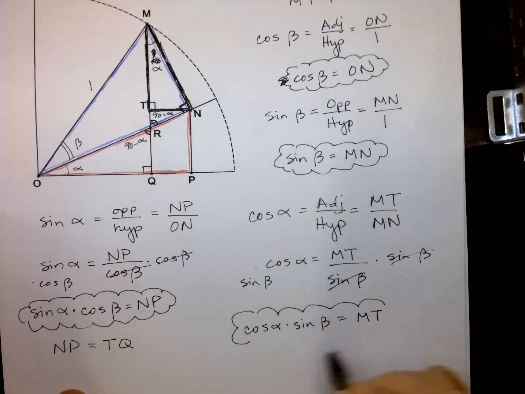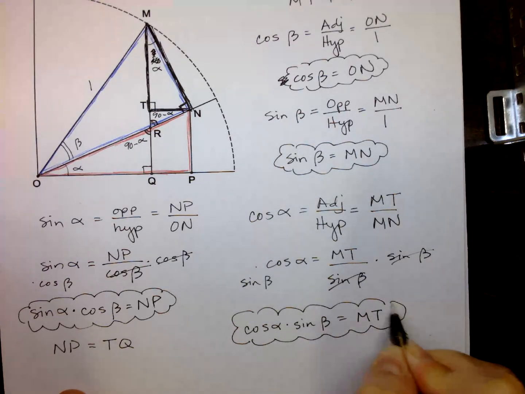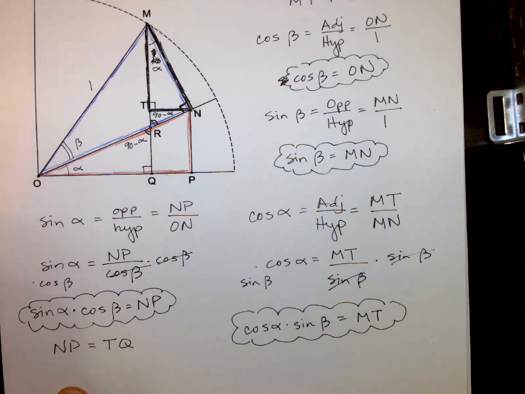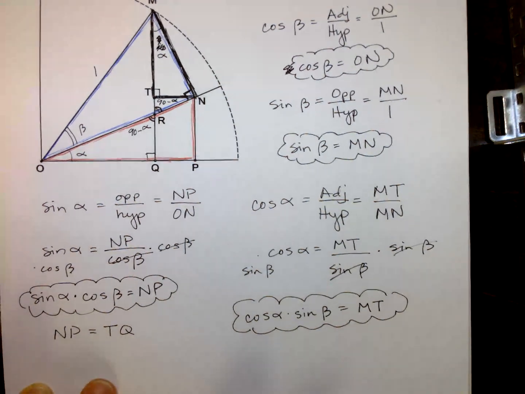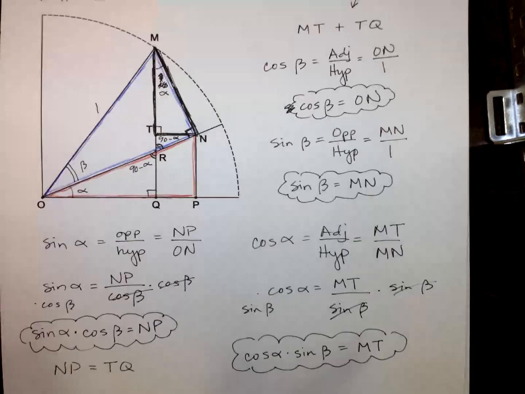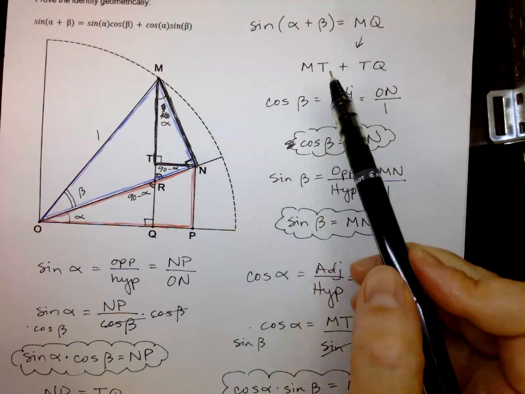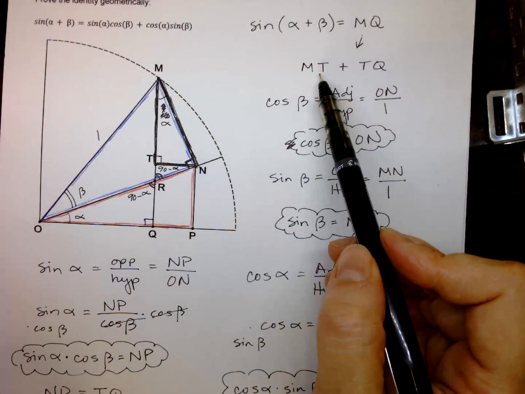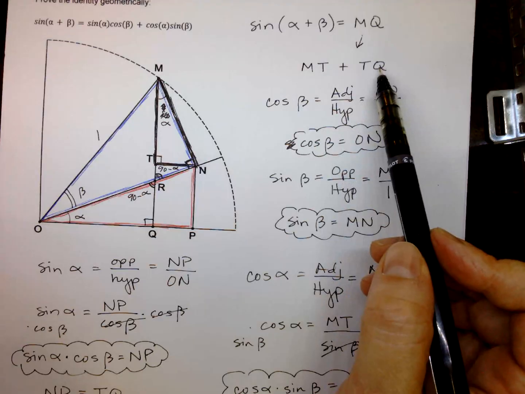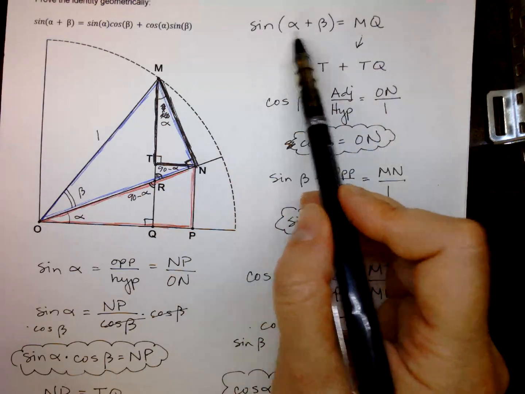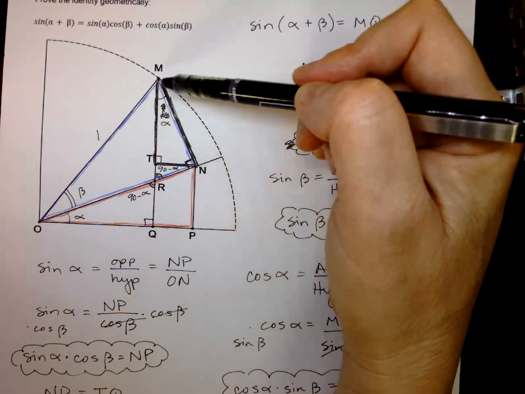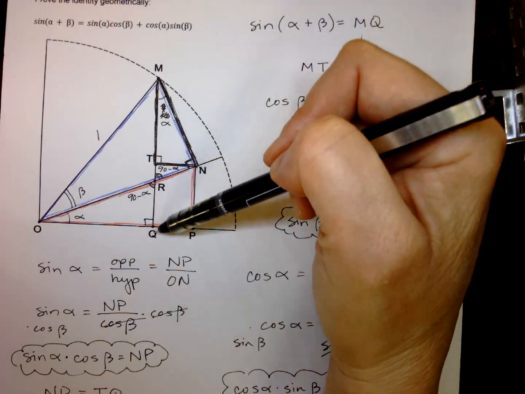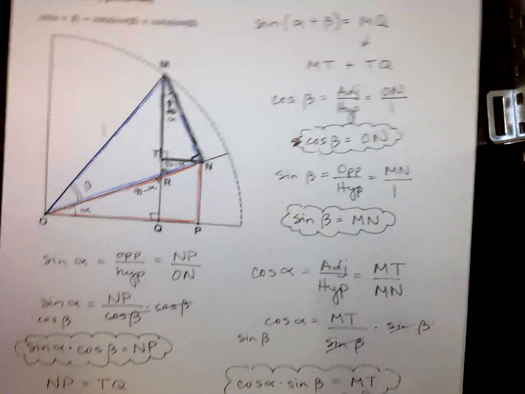Okay, there's our last ingredient. We are ready to put this recipe together. Why are we ready? Because go back to the very beginning up here. Remember what I was trying to prove? I'm trying to say that MT plus TQ is equal to the sine of alpha plus beta. We're trying to say this distance right here is our sine value.